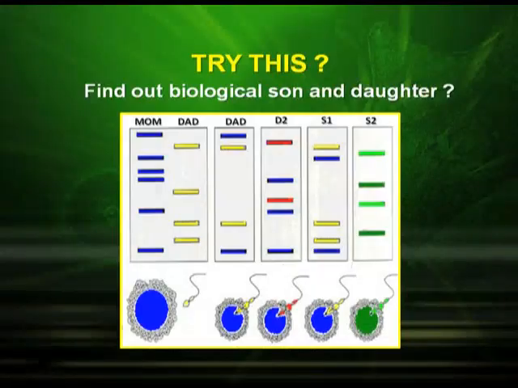So, after understanding the technique of DNA fingerprinting, let us try whether you can find out the biological son and daughter. You have the DNA pattern for the mom and the dad, and there are two daughters, D1 and D2, and two sons, S1 and S2. By looking at the DNA pattern of the mom and dad, try to find out which one is a true daughter and which one is a true son. Now, you can see here the DNA pattern of D1 matches with the mom and dad. So, D1 is a true daughter. On the other hand, for the son, S1, the DNA pattern is similar to the mom and the dad. So, S1 is the true son.